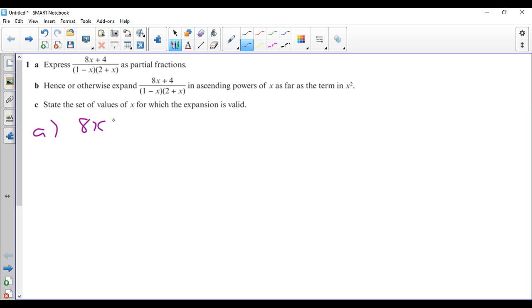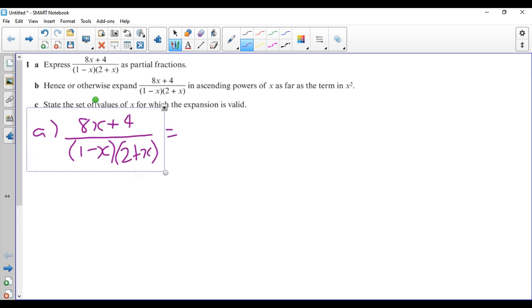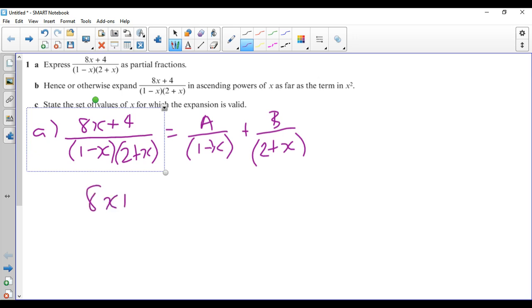So they've warmed us up gently with a nice basic two linear brackets on the bottom. So if we split that up, it will be a over 1 minus x and b over 2 plus x, like that. Okay, so let's multiply through by the denominator. So that's 8x plus 4, and I'm going to take those two brackets and times them up.